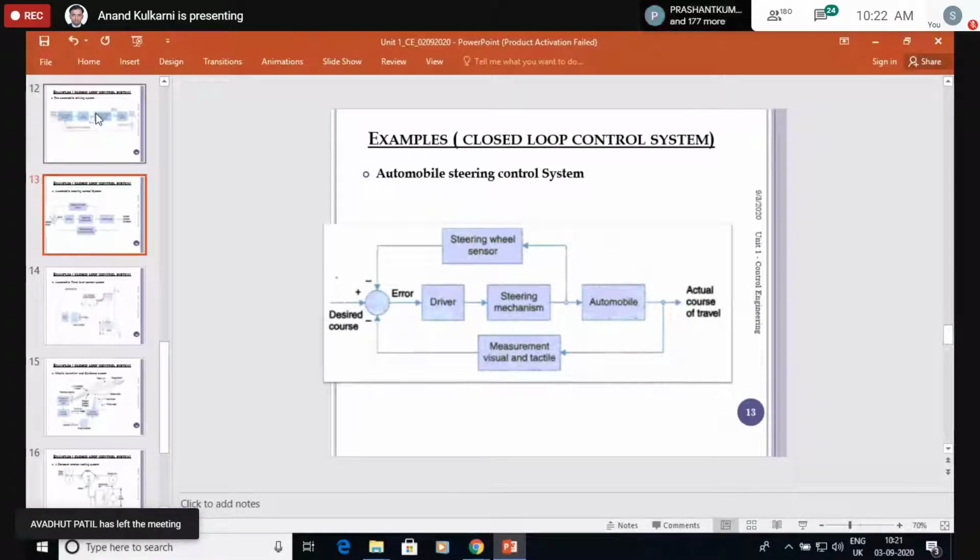Let us assume the room temperature is 30 degrees centigrade. So initially the oven is at room temperature. When the oven is at room temperature and you want the value of 200 degrees centigrade, the difference is 200 minus 30, that is 170 degrees centigrade. So the control signal which is generated will be proportional to the error, that is 200 minus 30, which is 170 degrees centigrade. Its value will be high.